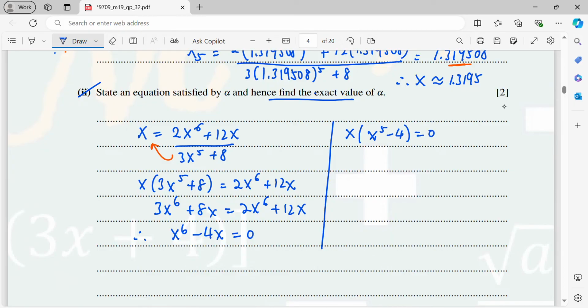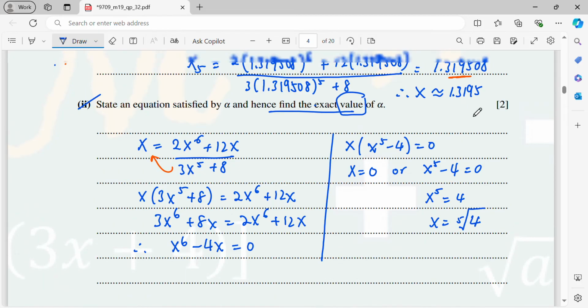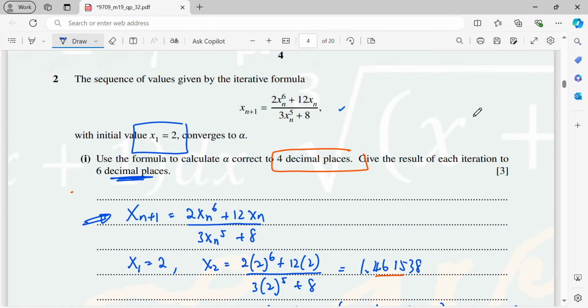So now from here, the multiplication of two terms equals to 0 means that either the first term is 0 or the second term is 0. Which means now the first term is 0, we have found the solution. Second term is 0, x degree 5 is 4. Therefore your x is 5th root of 4. Okay, now you see the value of alpha, and then go back to the previous part.